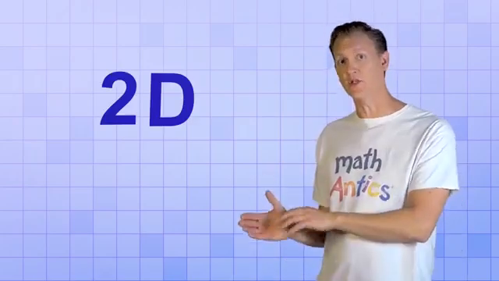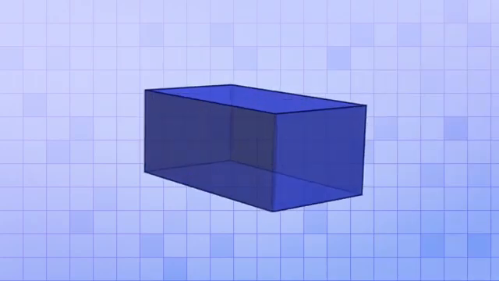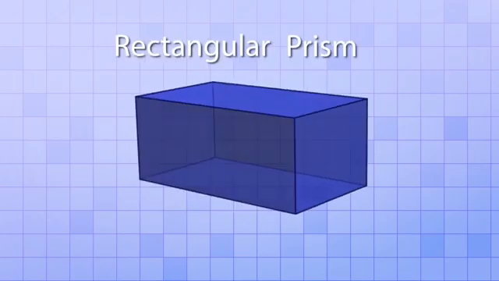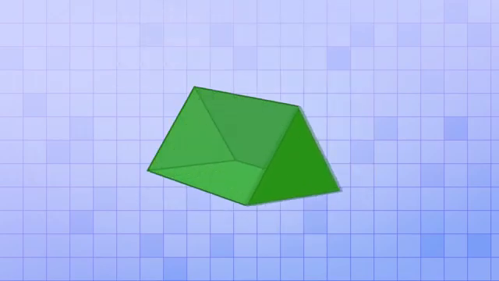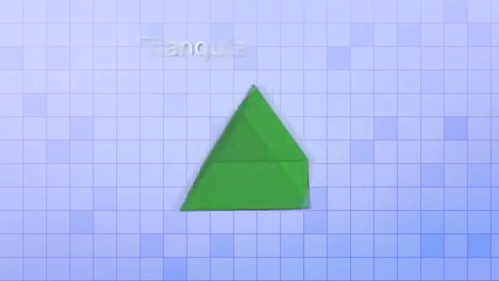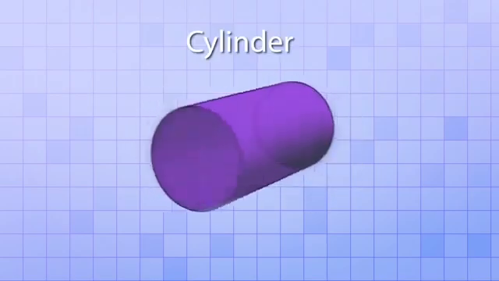A lot of 3D shapes can be formed by taking a 2D shape and then extending it along the third dimension. For example, if you start with a rectangle and then extend it along the third dimension, you get a 3D shape called a rectangular prism. If you start with a triangle and then extend it along the third dimension, you get a 3D shape called a triangular prism. And if you start with a circle and extend it along the third dimension, you get a 3D shape called a cylinder.